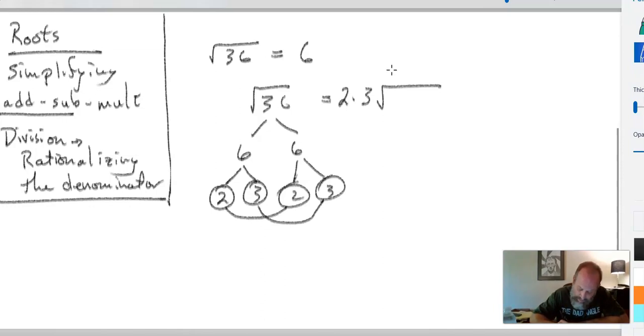I don't have anything left to put in there. So what do you do? You just leave it. I'm not going to worry about that root. If there's nothing in here, then there's no reason to write it. So my final answer is just 2 times 3, which is 6.